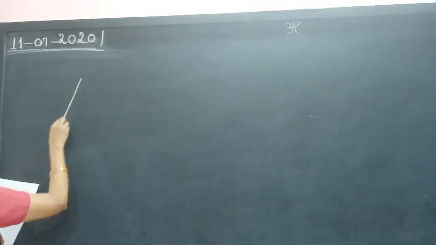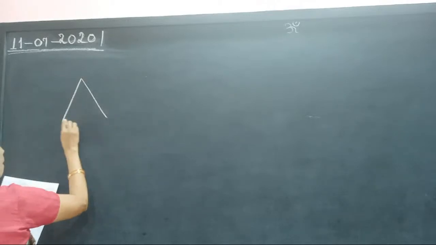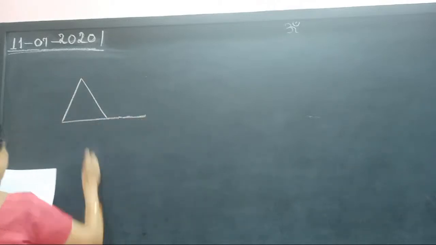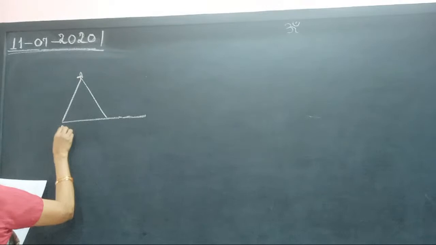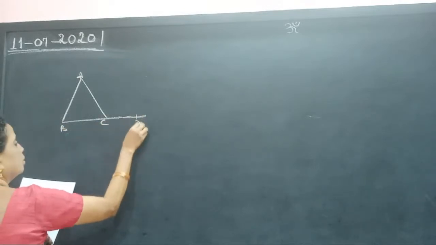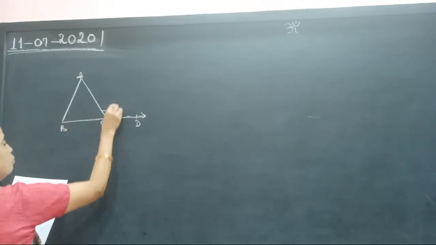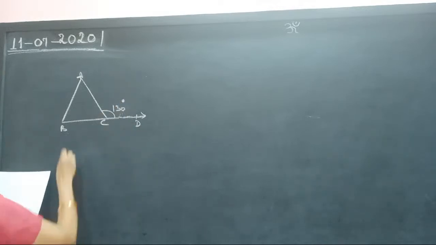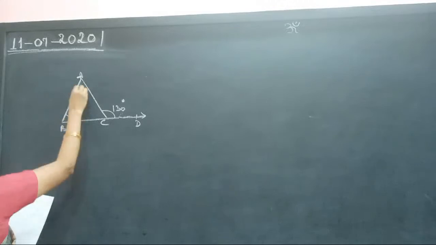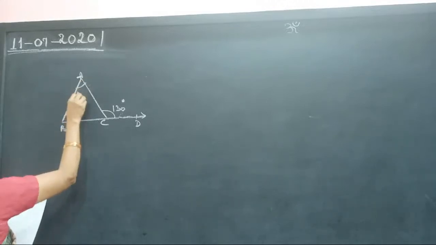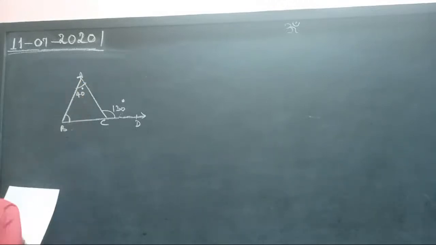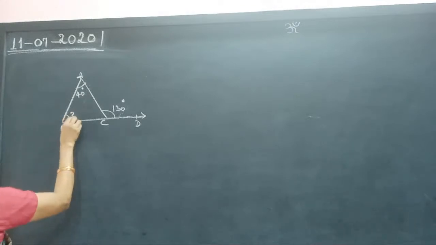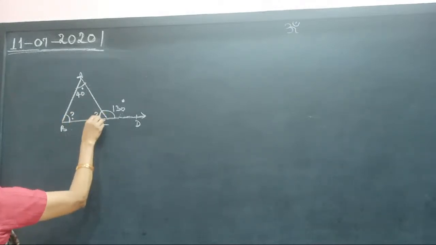It is given an exterior angle of a triangle is 130 degree and one of the interior opposite angles, either A or B you can take. I will take A. Find the other two, and the same type we have done yesterday.